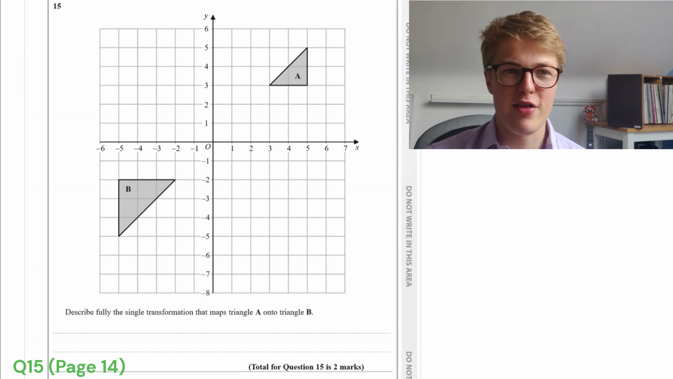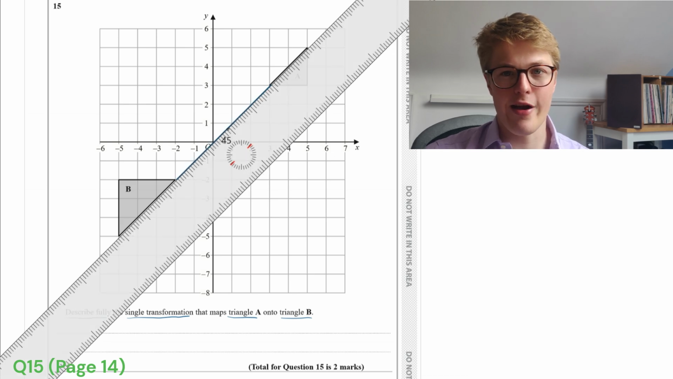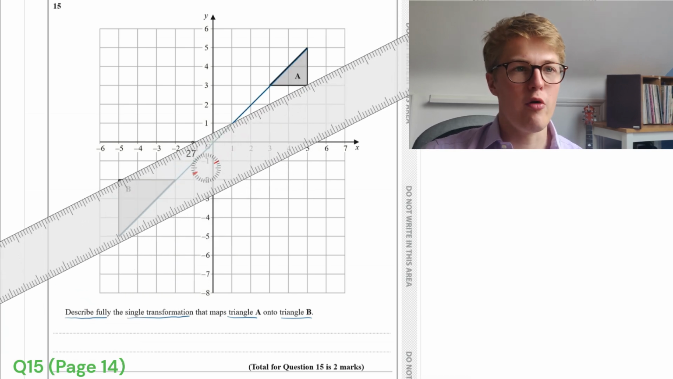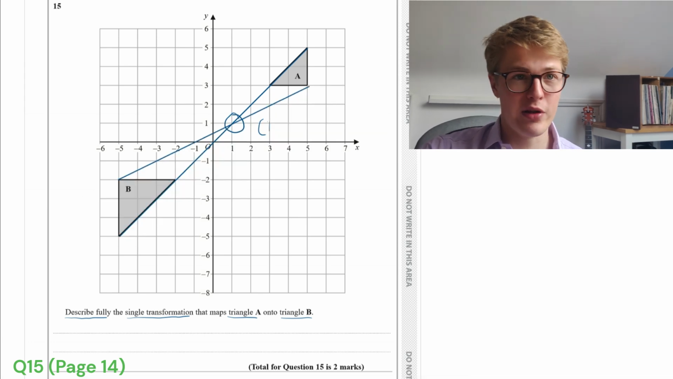Describe fully the single transformation that maps triangle A onto triangle B. So what we do for these questions is we join up the corners of either shape, making sure that they are corresponding to each one. So when we do that, we can see they all pass through the point 1, 1, which is going to be our centre of enlargement.